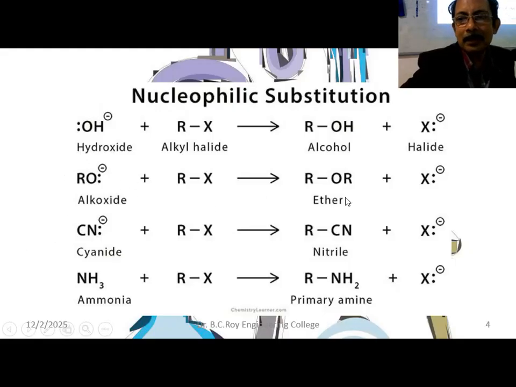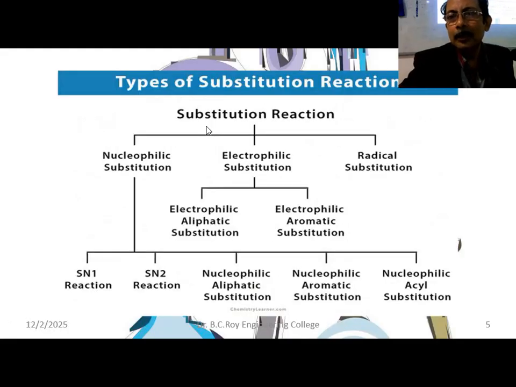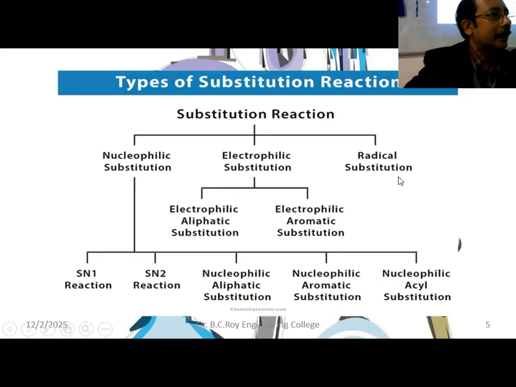Now RO minus gives ROR, ether. CN minus gets added up, one replacing another. So these are all very common reactions. Lot of examples. Now the types of substitution reaction: nucleophilic, electrophilic, and radical. Radical substitution you have already seen right now.